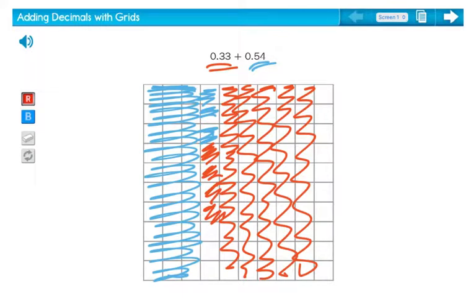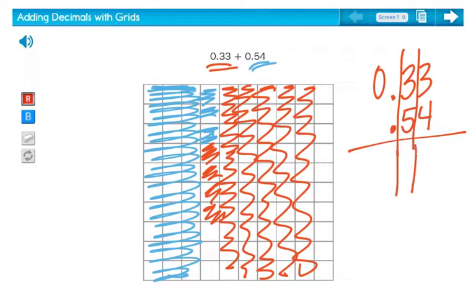How many is that in all? Let me show you. If I line up those decimal points so that the tenths and the hundredths are lined up, all I have to do is bring my decimal point straight down, add my hundredths column, 3 plus 4 is 7, add my tenths, 3 plus 5 is 8. I would add that up and it would equal 87 hundredths. 87 of those squares are colored in.